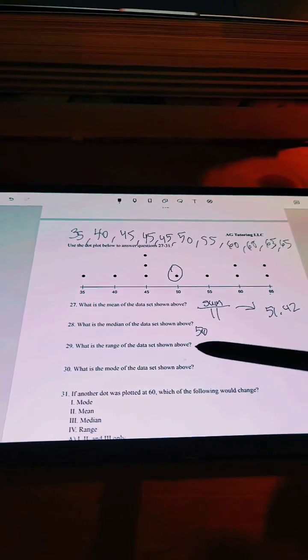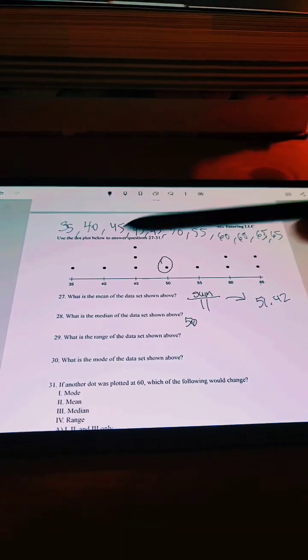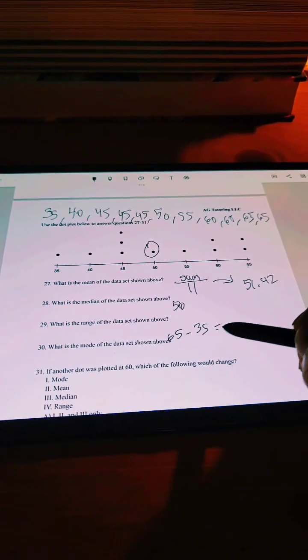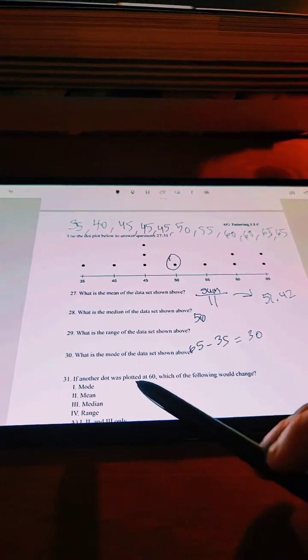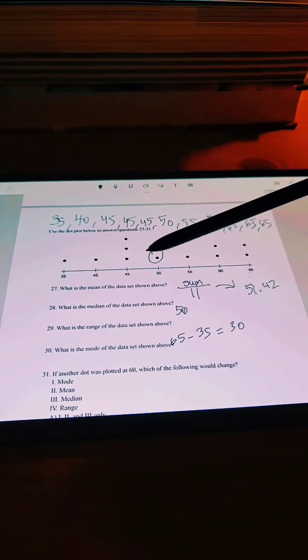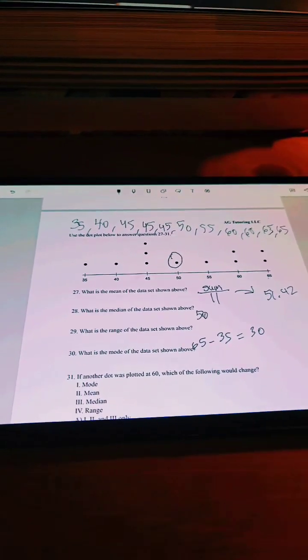And then what is the range of the data set shown above? That's going to be the max minus the min. So it's going to be 65 minus 35, which is equal to 30. And what is the mode for the data set? That's the number that shows up the most frequently on the list, or you can think of it as the one with the most dots. So it would be 45.